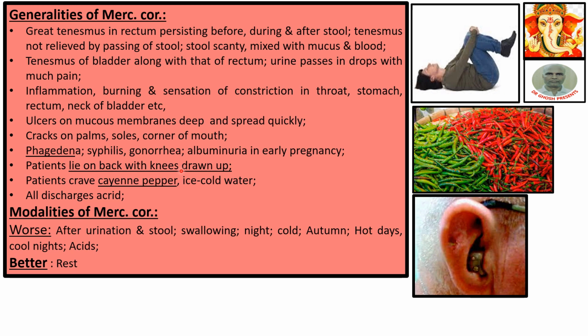Inflammation, burning and sensation of constriction in throat, stomach, rectum, neck of bladder, etc. Ulcers on mucous membranes, deep, spread quickly. Cracks on palm, soles, corner of mouth. Phagedena. Phagedena is a destructive ulcer. This is one of the images of phagedena.